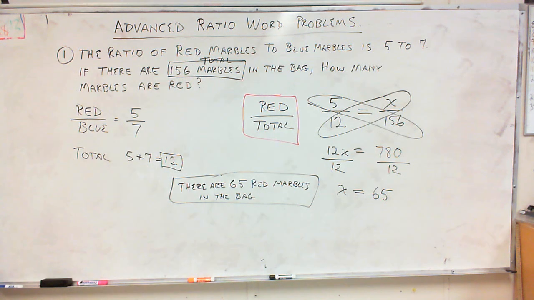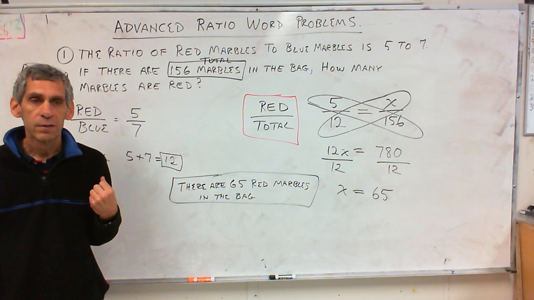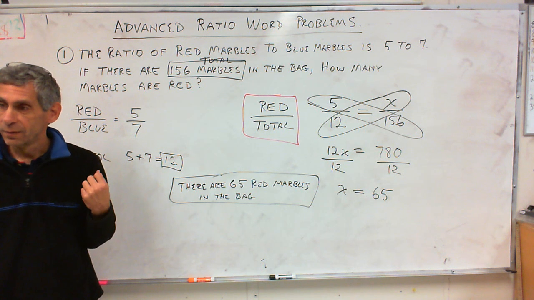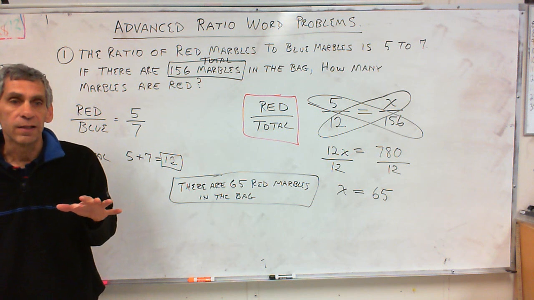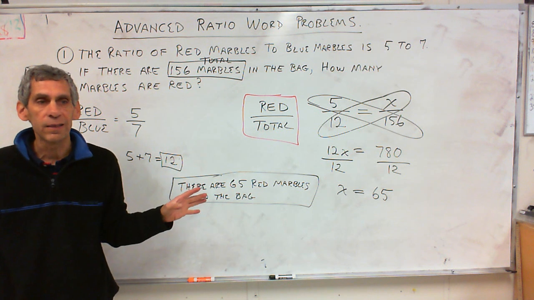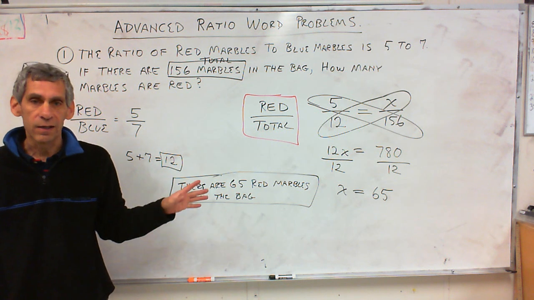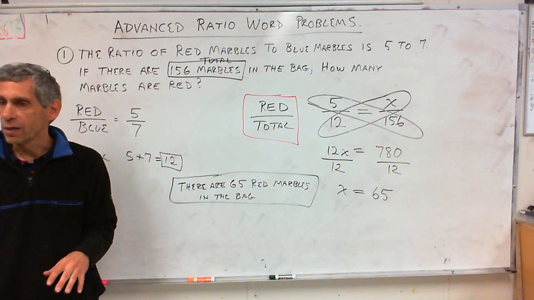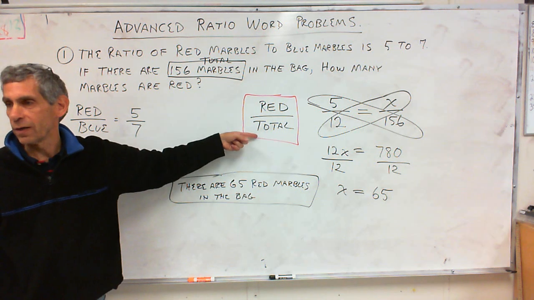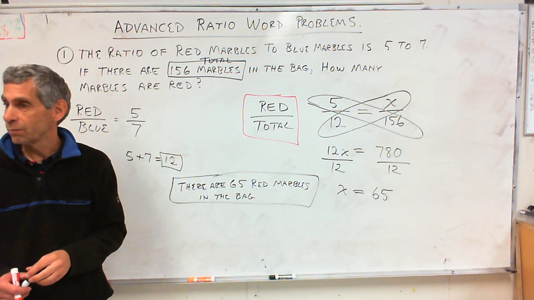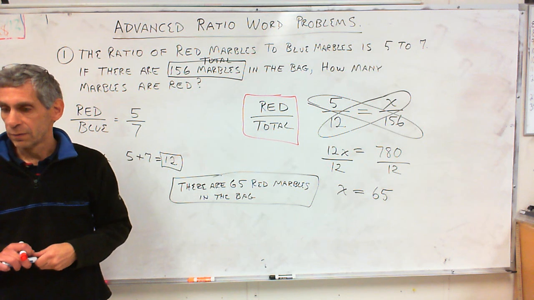Write the words. Don't be like some people. Some people love shortcuts and they just like to do most of it in their head, and then they just quickly write down just a few key things and they get it wrong. It's because they did too many things in their head. This is your map right here, the red over total. And it's a piece of cake once you have that map, right?